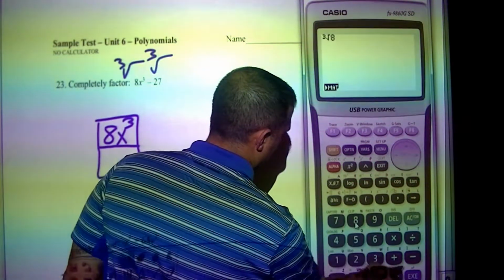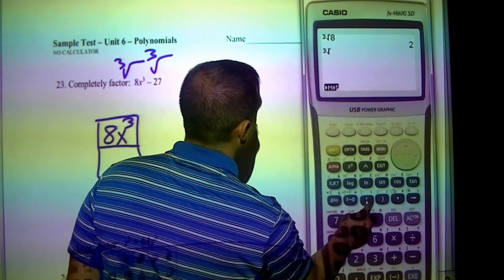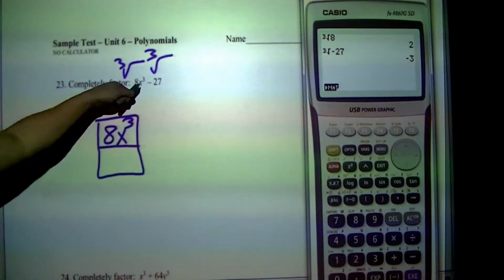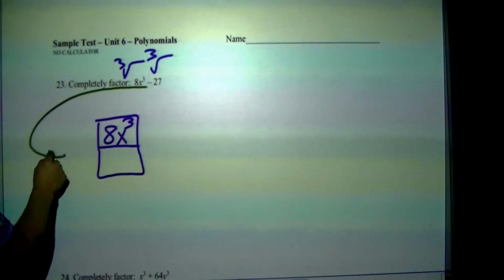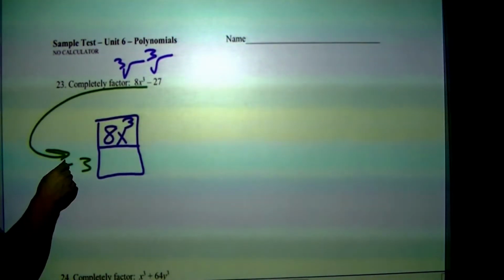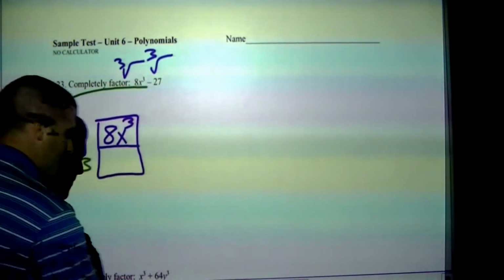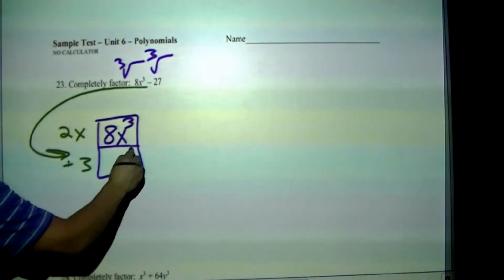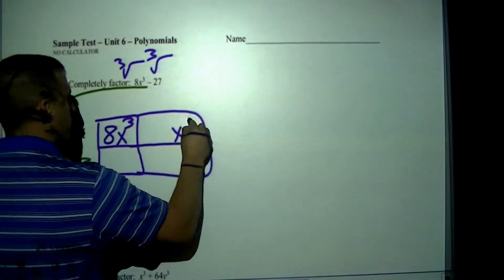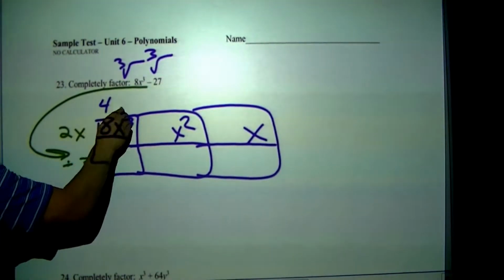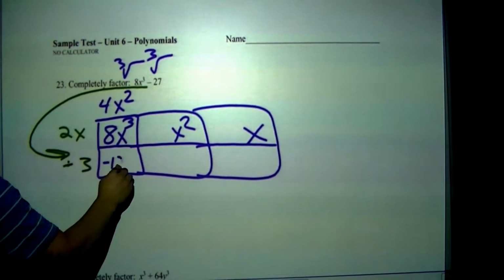So I want to do cube root of 8, cube root of negative 27 gives you negative 3. The other shortcut there is if that's a minus, that's got to be a minus here. So whatever sign's here, it's the same one. So that's 2x. Once again, all the logic goes from there. If I'm at x cubed, I know I have to have x squared. I know I have to have x. That's going to be 4x squared, which would be negative 12x squared.